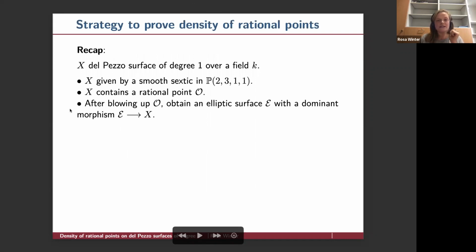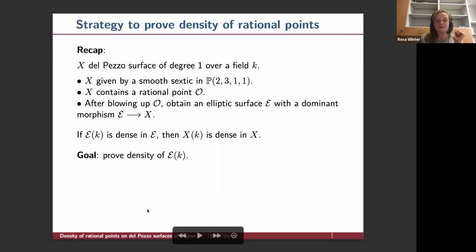So to summarize, for a Del Pezzo surface of degree 1, I have this smooth sextic, and it has this point which I can blow up to obtain an elliptic surface. And this is what we'll use to prove the density of rational points. Because of course, if the set of rational points on this elliptic surface is dense, then the set of rational points on my Del Pezzo surface is dense, because one is just a blow up of the other. And therefore, our goal is to prove the density of this elliptic surface. And this is very nice because you have the structure of a fibration, you have elliptic curves to work with. So yeah, you have a lot of structure there that is nice to work with.